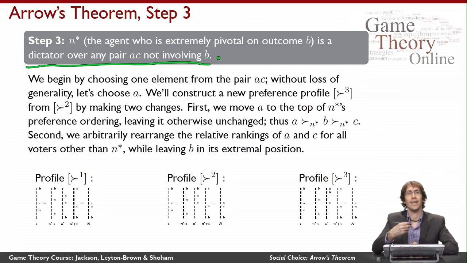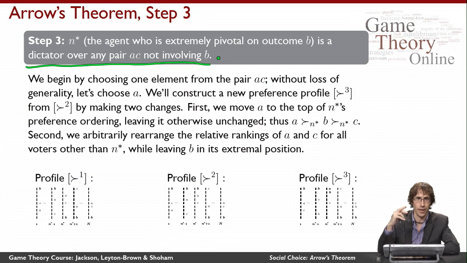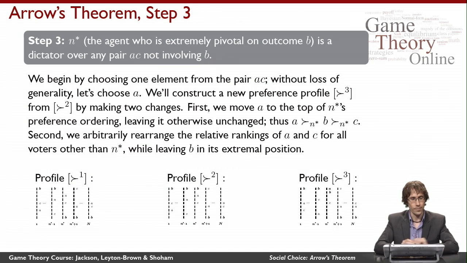What does that mean? It means that the social welfare function must make every decision between any pair AC, where I'm using those variable names just to denote anything that isn't B, simply by listening to what n star thinks. So if n star likes C better than A, the social welfare function will as well, and it just doesn't matter what anybody else thinks. So that's what we want to claim here. So how does this argument work? Well, we're going to begin by choosing one of the two elements from the pair, and let's call the one that we choose A.